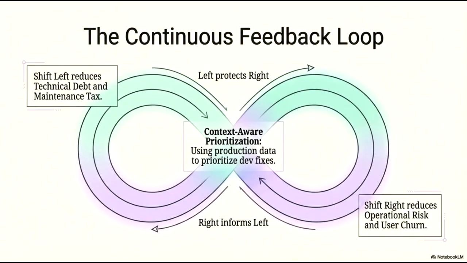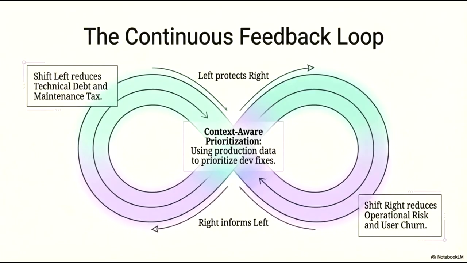High-quality code and rigorous early testing act as a foundational safeguard for the production environment. Conversely, on the right side, the Shift Right strategy involves continuous monitoring and testing in live production. This ensures that operational risks are minimized and user churn is reduced by identifying performance gaps before they impact the broader customer base. The most vital part of this cycle is the intersection, context-aware prioritization.